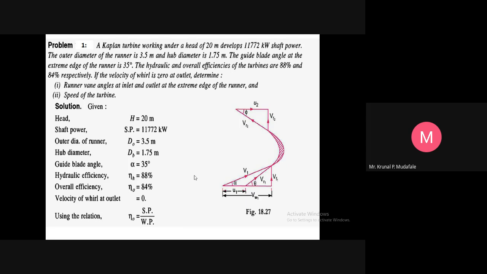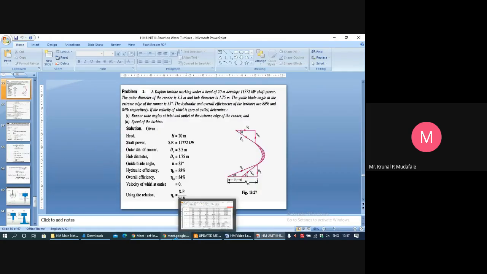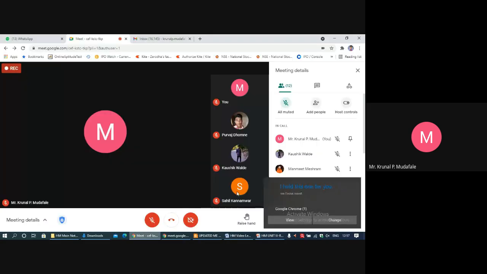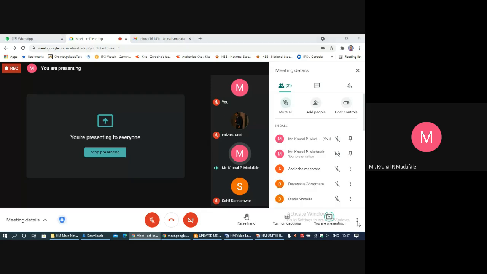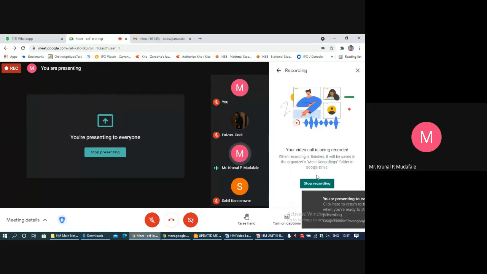So I hope everyone is able to understand today's lecture, right? You can take a screenshot of this and try to solve this numerical at your home. Okay. Thank you. I hope everyone is able to understand the concept available with us. Then only we will definitely try to solve this numerical.